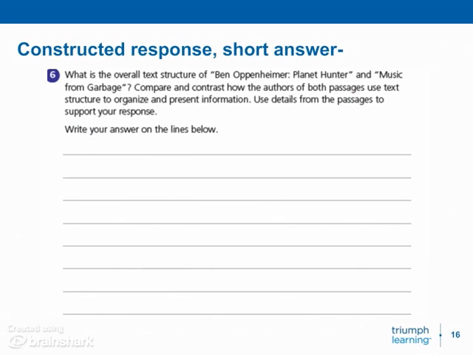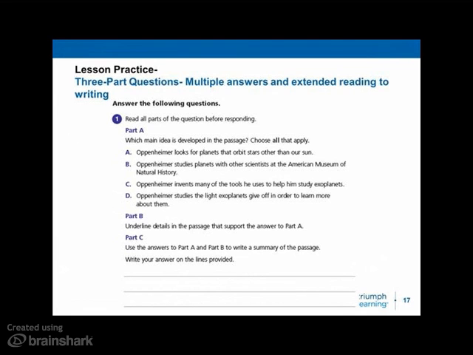These constructive response items allow for in-depth understanding of the text and promote multiple skills to incorporate into student writing. This is a three-part question. Multiple answers and extended reading to writing are involved. This references Standard 9 in the Common Core Standards. The question combines choosing all that apply and extending reading to writing with a short response.